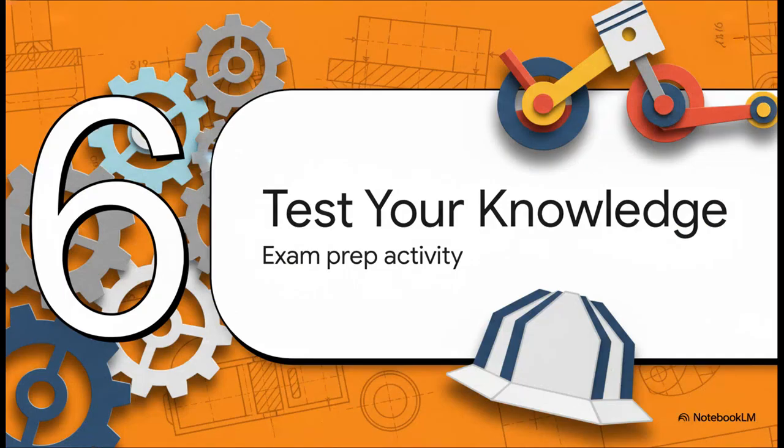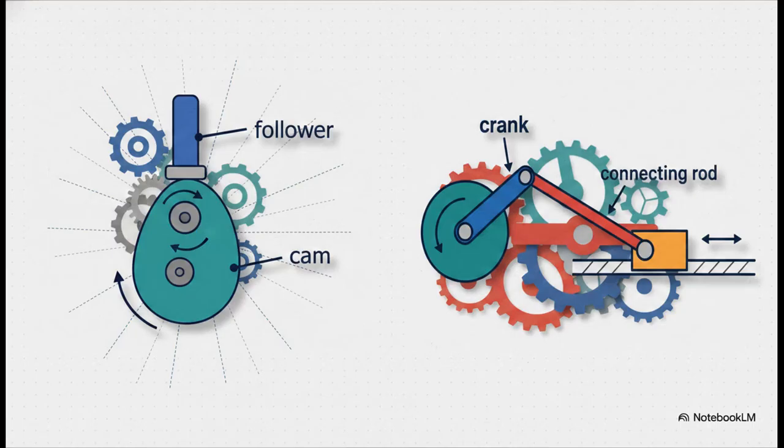Section 6. Test your machine knowledge. Exam prep activity. So the crucial point here is taking everything we just talked about and proving you can actually use it. It's time to put on your engineering hats. I'm going to show you 2 diagrams straight out of your study materials, and I want you to identify which one is the cam and which one is the crank. I'll give you a second.